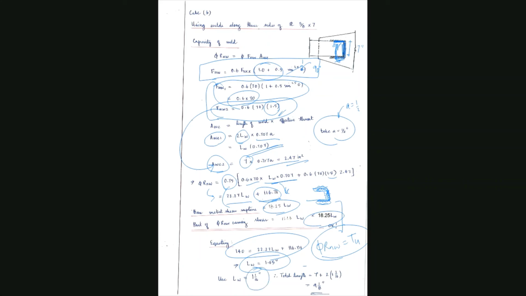Substitute all of the values, you solve it, you get the value of L_w, and after you round it off to 1/16th of an inch, you see that the total length of the weld is 9 1/8 of an inch. So this is an example in direct force.